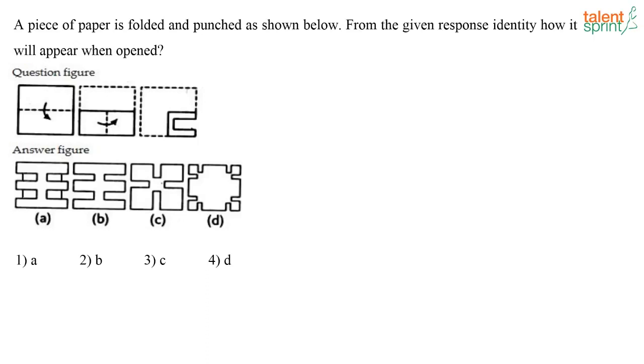Next one. So the next one is on paper folding. So how do you solve this? A piece of paper is folded and punched as shown below. From the given responses, identify how it will appear when opened. So how do you approach such questions? See, first you are folding the paper like this, then second fold, right?